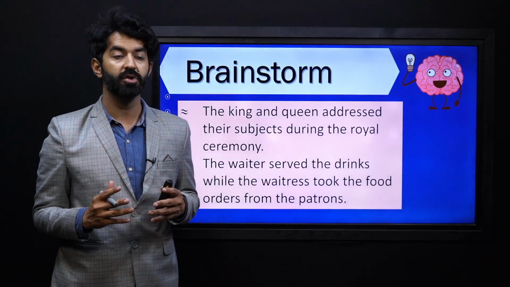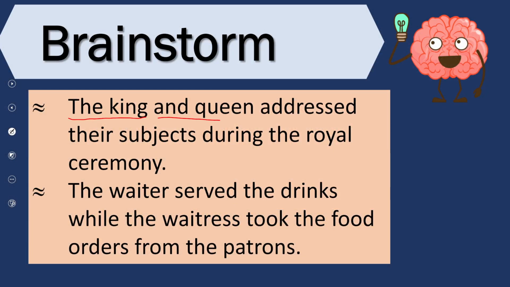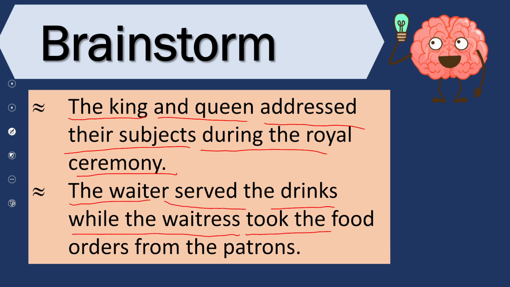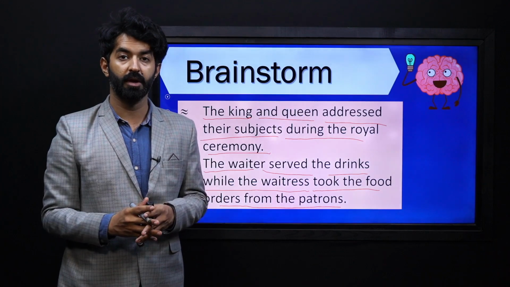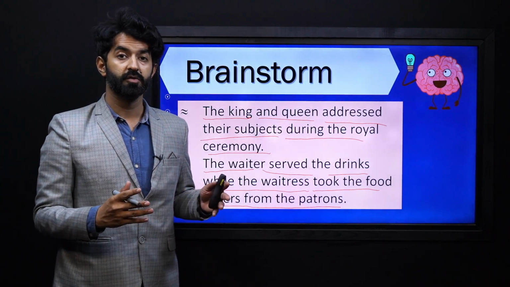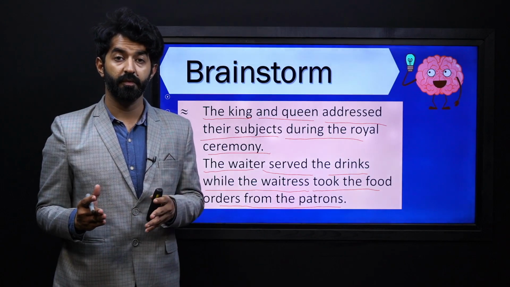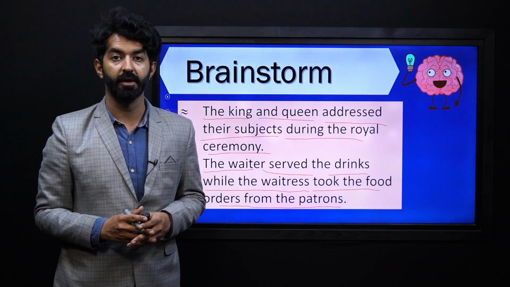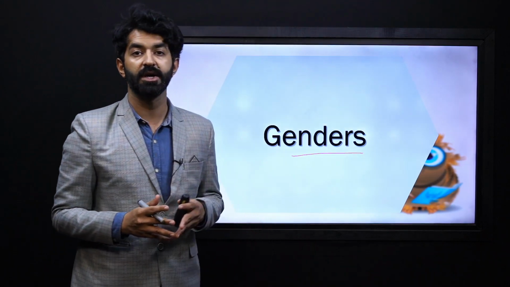Now let's get started with our brainstorming session. We have a very interesting query for you. Here you have sentences. The king and queen addressed their subjects during the royal ceremony. And the other one is, the waiter served the king while the waitress took the food orders from the patrons. So, my dear learners, you have some knowledge about common nouns, masculine and feminine nouns. By reading these sentences, you have to pause the video and spot the masculine, feminine, common or neuter nouns that you find.